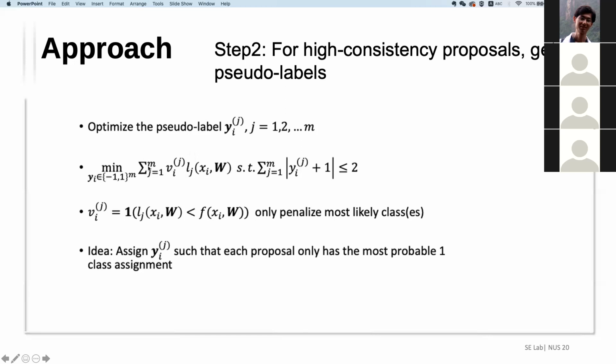Because the way they design their model is a bit weird. When they train the classifier, they didn't train a multi-class classifier. They train multiple binary classifiers. So for each class, they have a binary classifier. So that's why they will have M binary cross entropy losses.